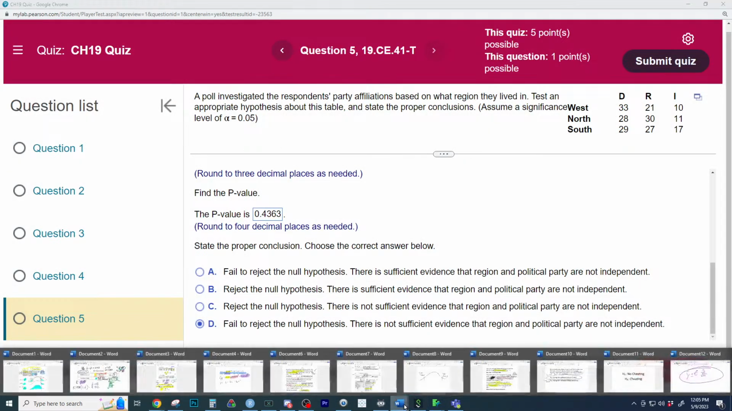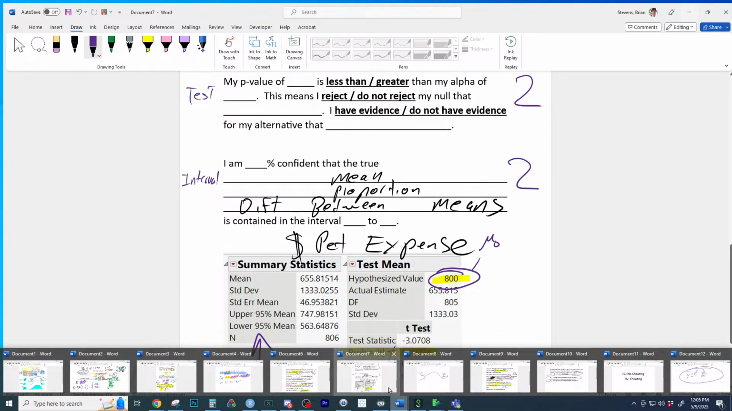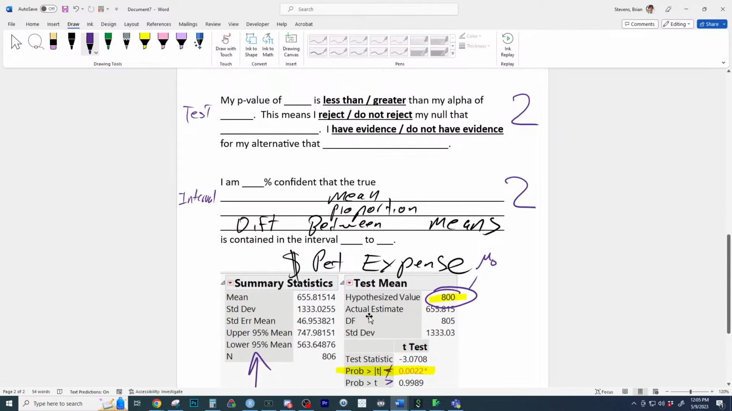And do remember when you write out your null and your alternative, we wrote these out yesterday. Let me go back to where we wrote them. Here are the interpretations for the test. Here's the interpretation for the interval.